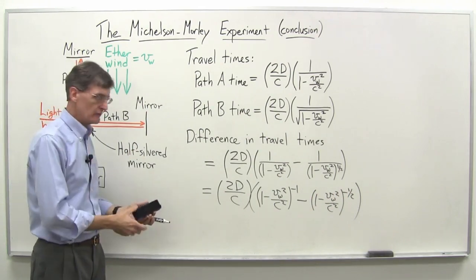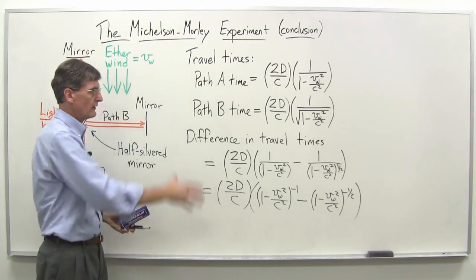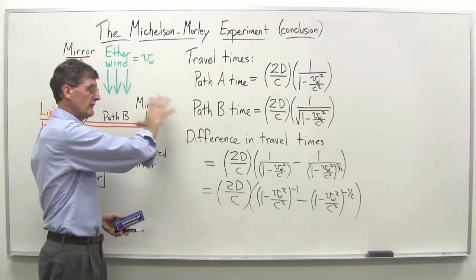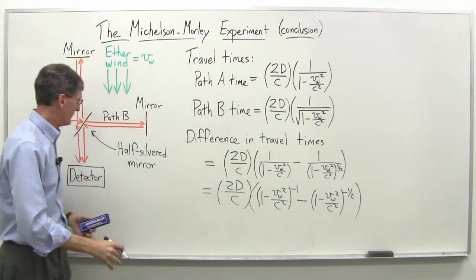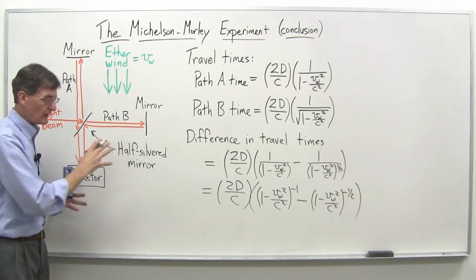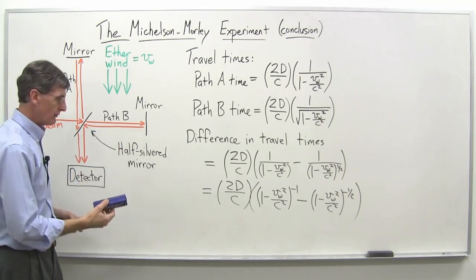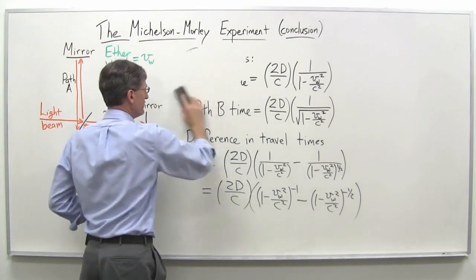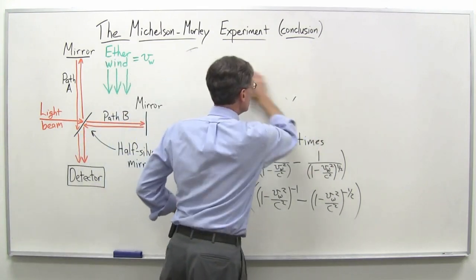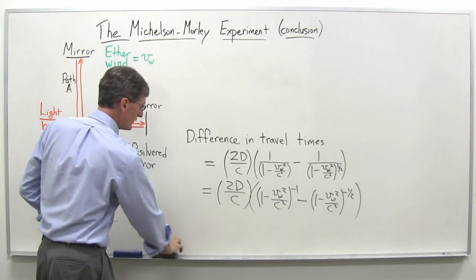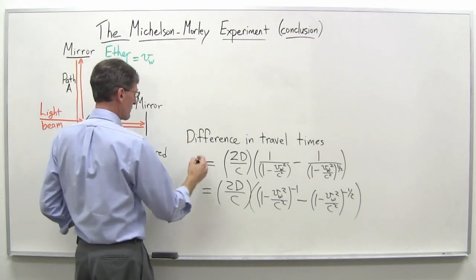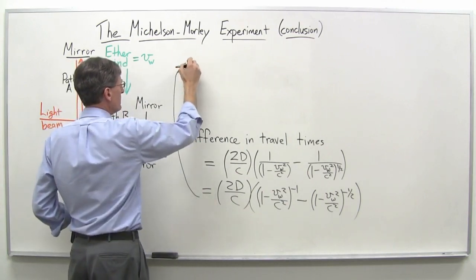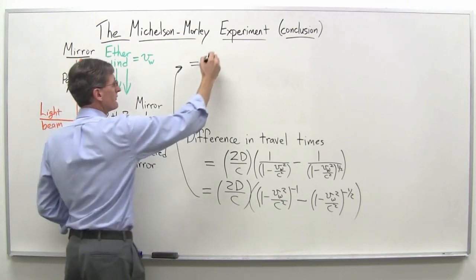And now, to get room, we're going to erase this. So hopefully you've been taking notes or paused it. It's really the same equations we had before. We'll leave the diagram up here for reference because we'll be using that again in a little bit. So the difference in travel times now, we'll bring this up here, is going to equal 2D over C.